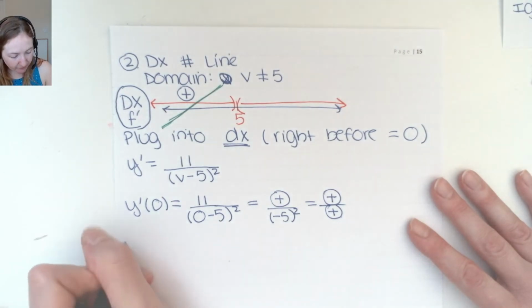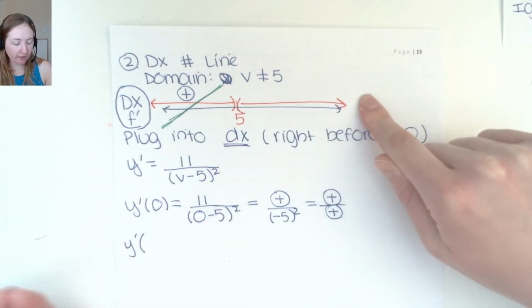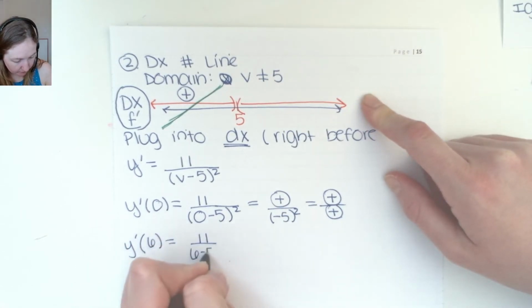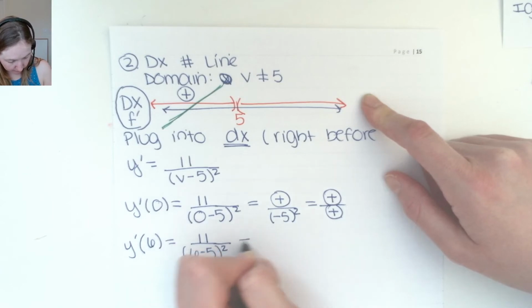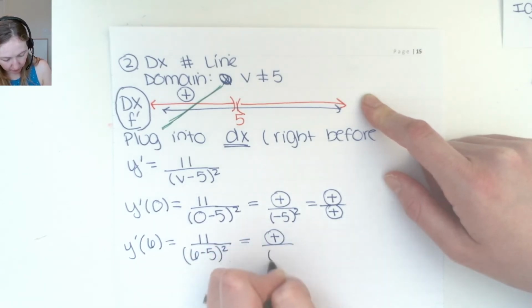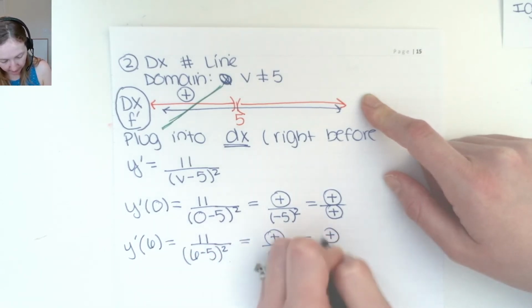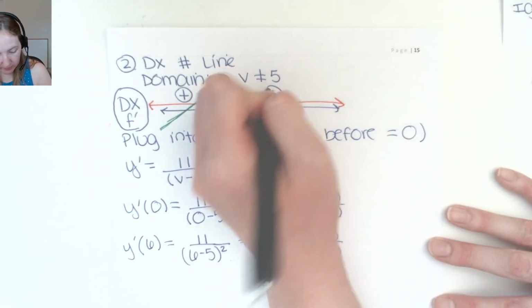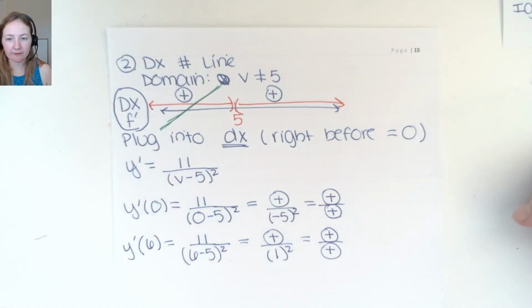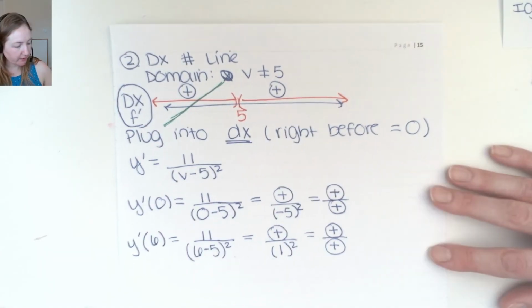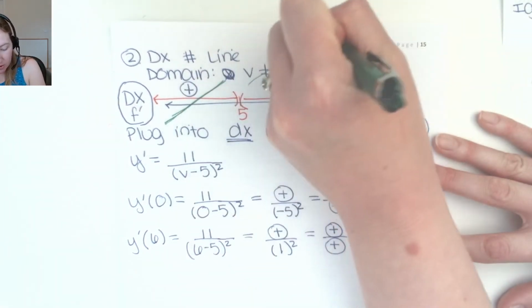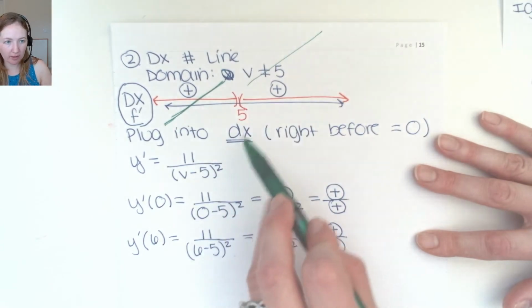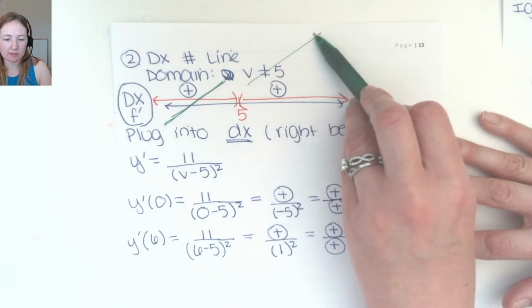And then I plug in something to the right of 5, so maybe I plug in 6. That gives us a positive over 1 squared. So that gives us a positive over a positive. So we also have a positive to the right of 5. And what that would tell us is that this function just continues to increase. So it increases, and then there's actually a vertical asymptote there, and then it continues to increase.